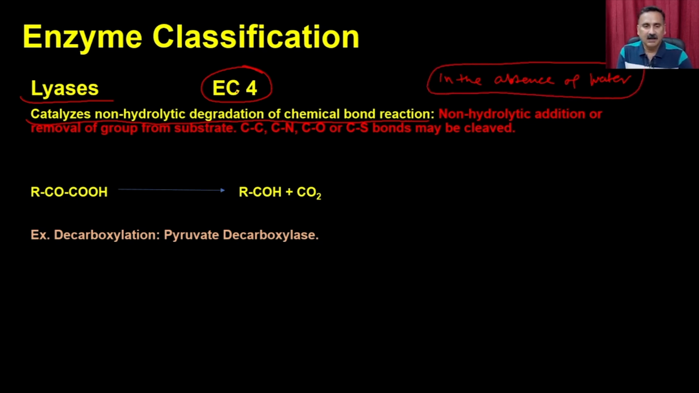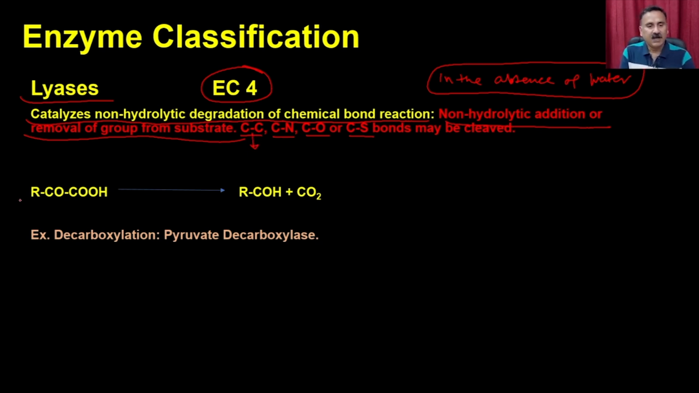So, lyases also cause the degradation of a chemical bond, which means they break the bond, but they do not utilize water; they utilize some other molecule. The non-hydrolytic addition or removal of a group from the substrate is the reaction catalyzed by the lyases, for example on a C-C bond, C-N bond, C-O bond or C-S bond. When breaking these bonds, they utilize some molecule other than water.